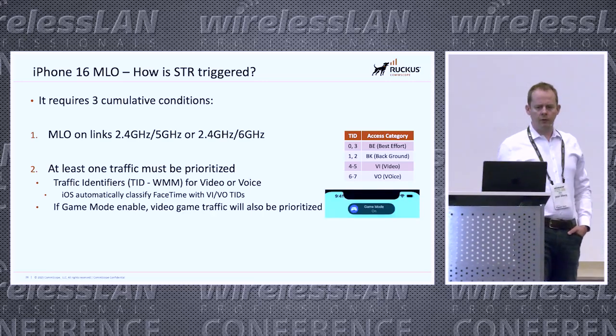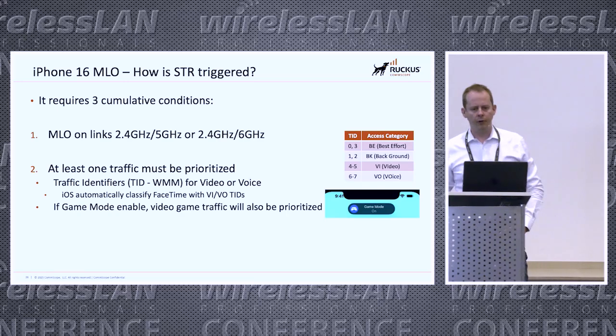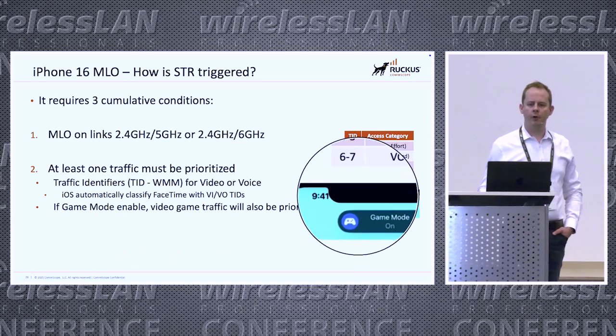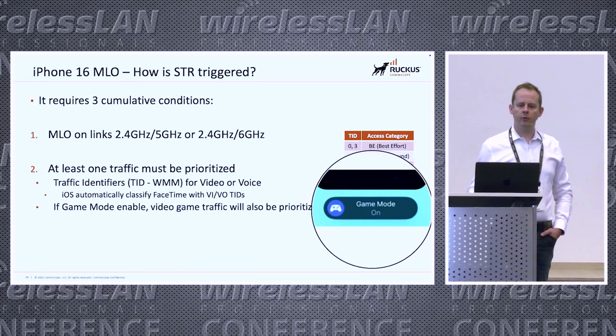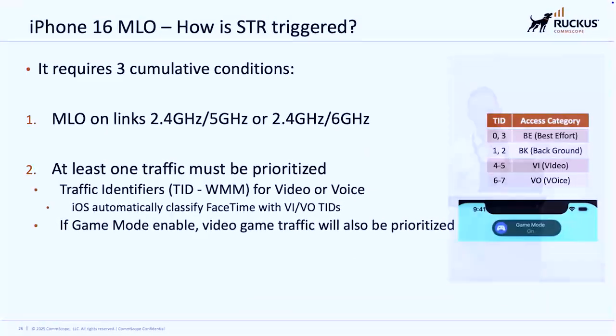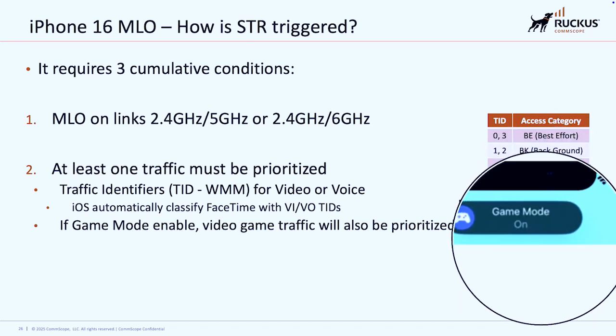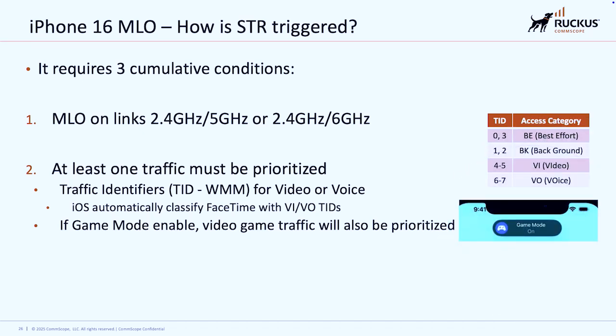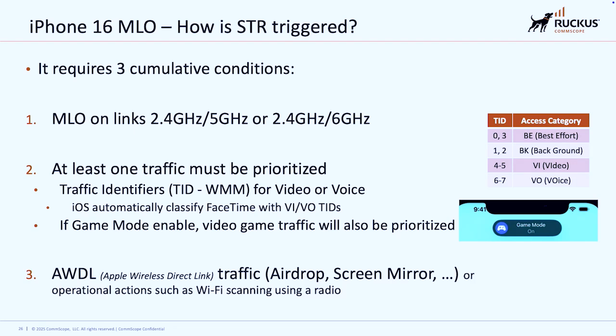It could be other things that could be prioritized traffic. For instance, if you have an iPhone and you start a game, you can see that game mode is on. And usually what happens is that when game mode is on, the traffic from that game is prioritized. So that was the second condition, getting a traffic prioritized.